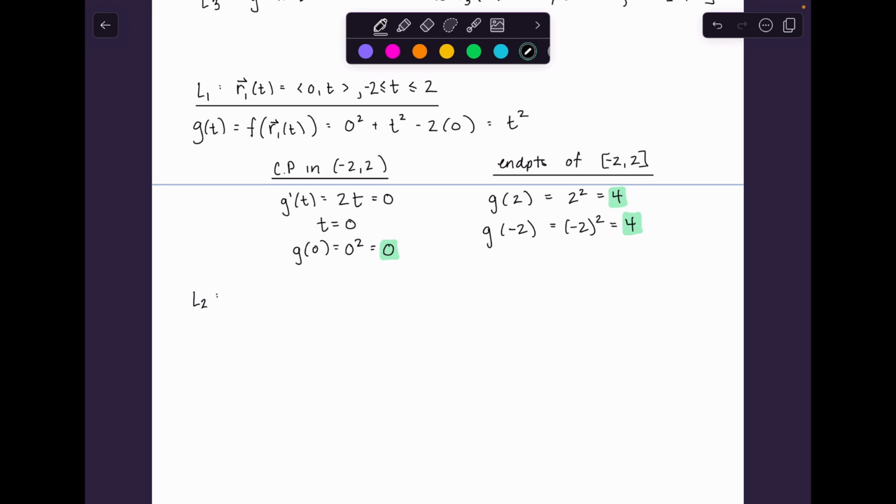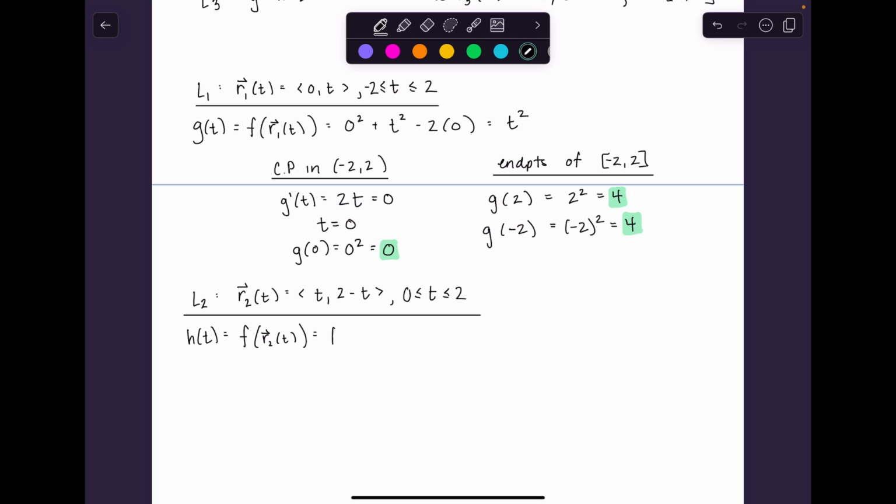So now line 2, we have the vector function r2, which is given by t, 2 minus t. And our t is between 0 and 2 on this interval. Okay. So now I need to figure out what does the function look like on this particular curve, and it'll turn into a function of t, so we'll call it h of t. So I'm going to plug these in for x and y.